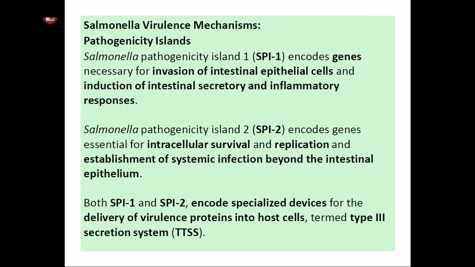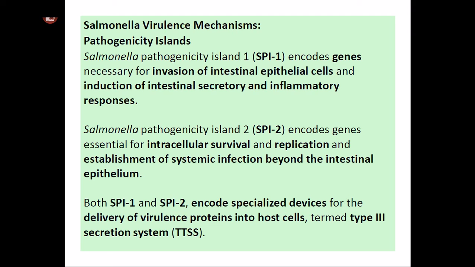Now, if we look at pathogenicity island 1 in detail, it encodes the genes necessary for invasion of intestinal epithelial cells and induction of intestinal secretory and inflammatory responses. That's what SPI1 is doing. Salmonella pathogenicity island 2 genes encode intracellular survival and replication, and also the establishment of systemic infection beyond the intestinal epithelial cells.